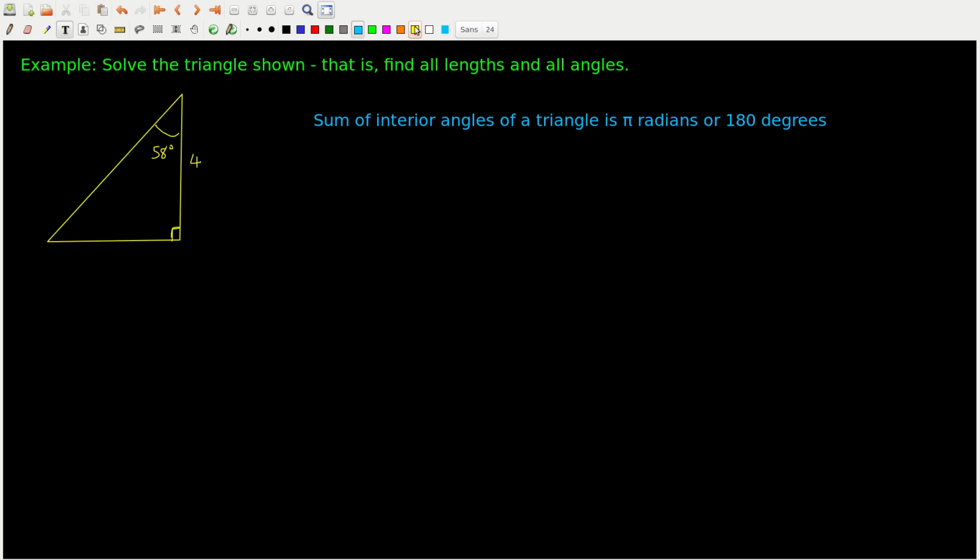That tells us that when we take the sum of the interior angles for this particular triangle, we're going to get 58 plus 90, there's the right angle here, and plus the remaining angle, let's call it theta.